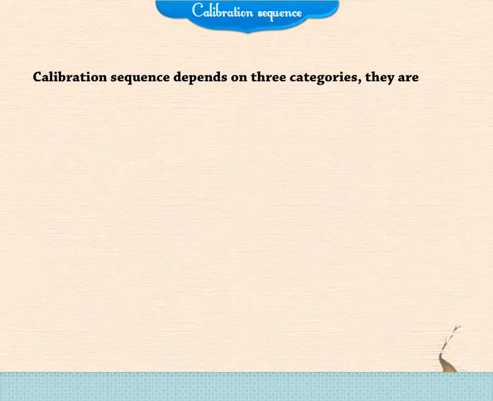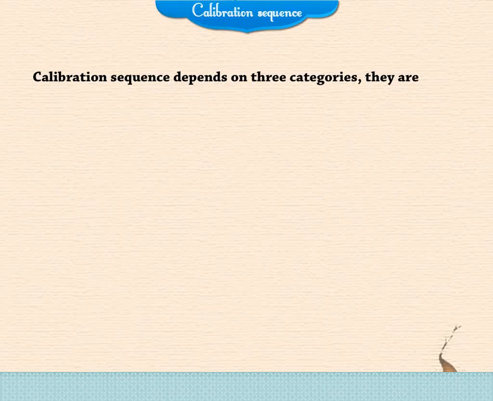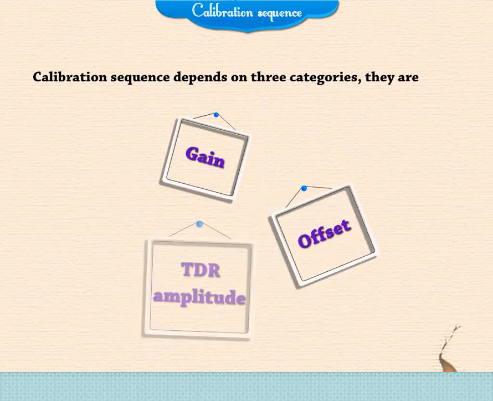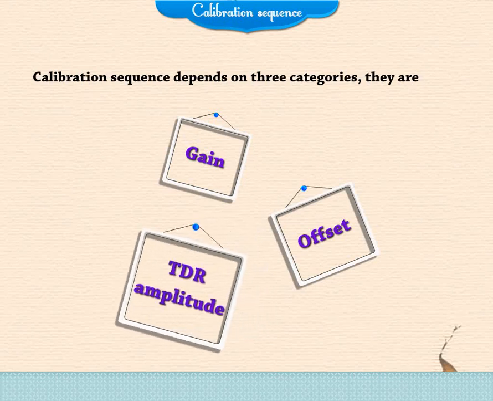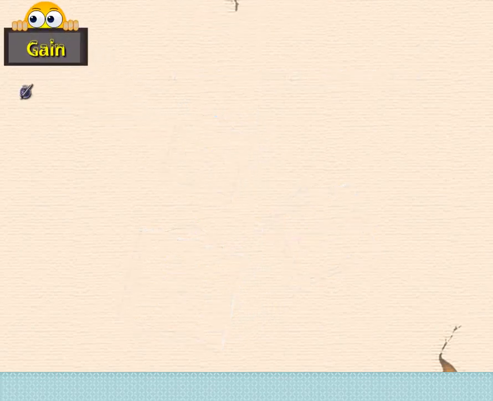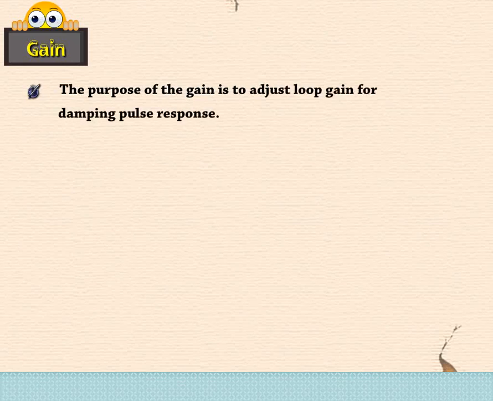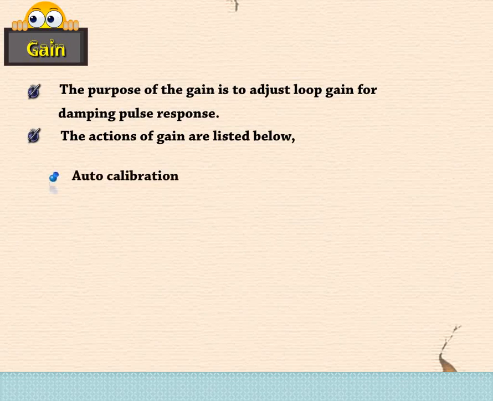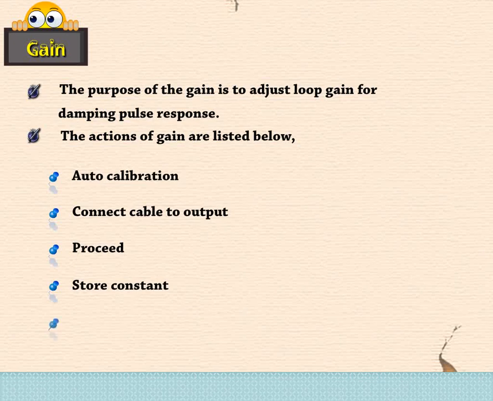Calibration sequence. Calibration sequence depends on three categories. They are gain, offset, TDR amplitude. Gain. The purpose of the gain is to adjust loop gain for damping pulse response. The actions of gain are listed below. Auto calibration. Connect cable to output. Proceed. Store constant. Recall user constant.